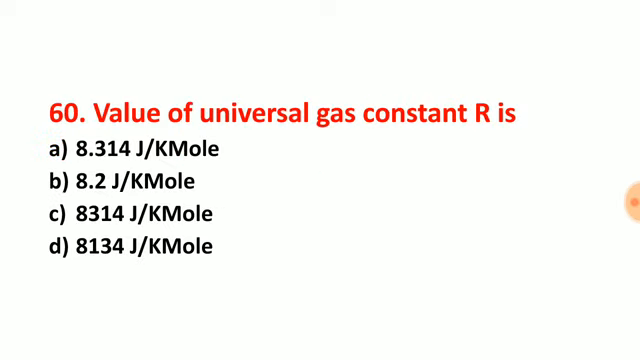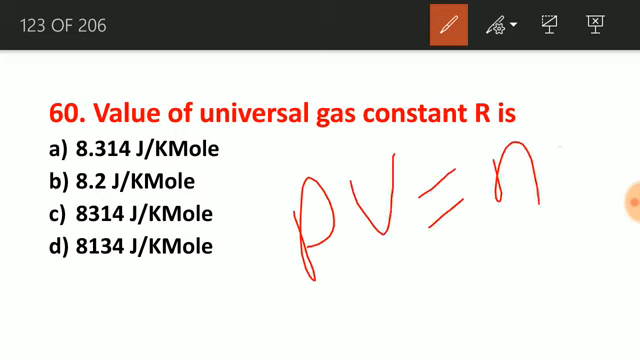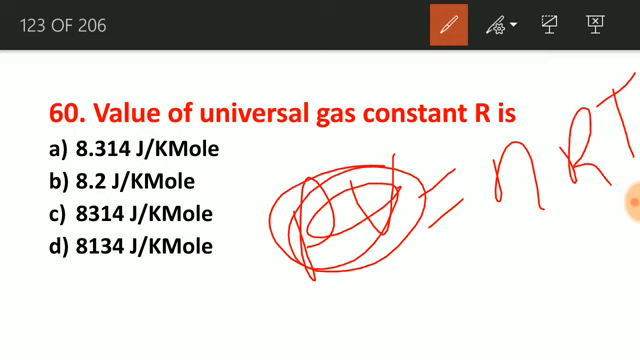Question number 60. Value of universal gas constant is 8.314. But you need to take care of the unit. We know that PV is equal to nRT. Let's find the unit here. PV is work done. Its unit is joule.